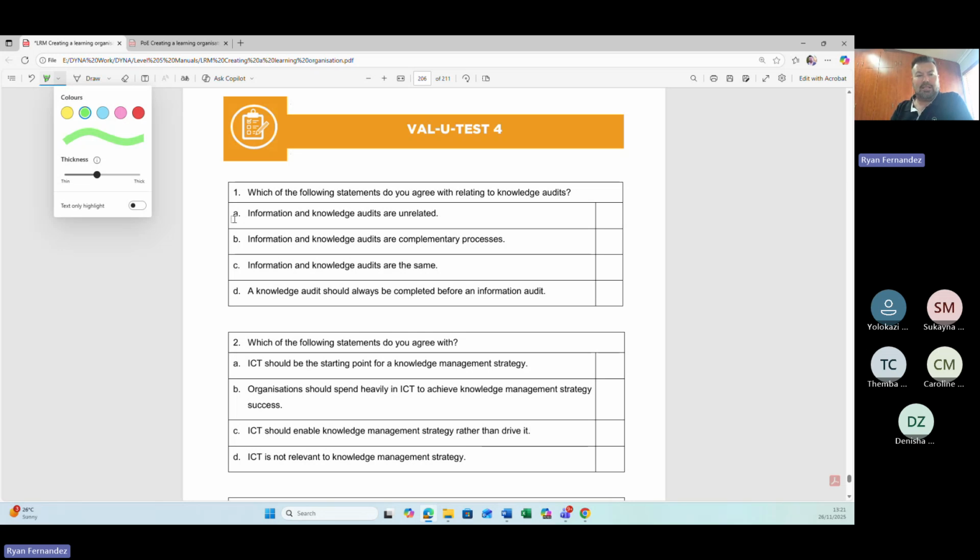So this is the difference between information and knowledge. Information is raw. It is what it is. It is numbers or statements or figures. If you know what to do with it and it is able to inform your decisions, then it becomes knowledge. So information and knowledge audits are not the same. They are related, and in fact, they are a complementary process. So information and knowledge audits are complementary processes.